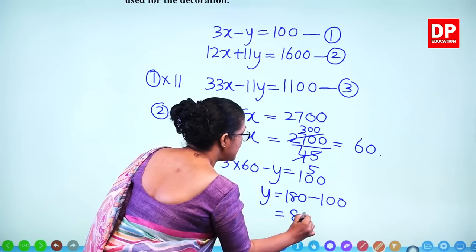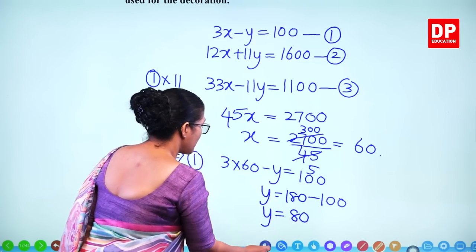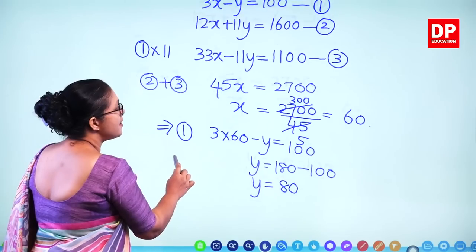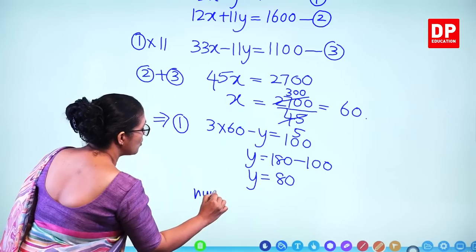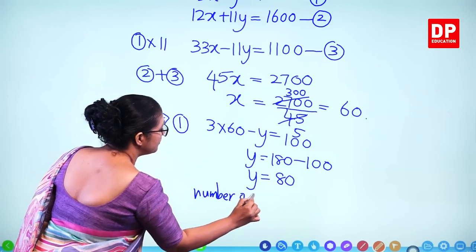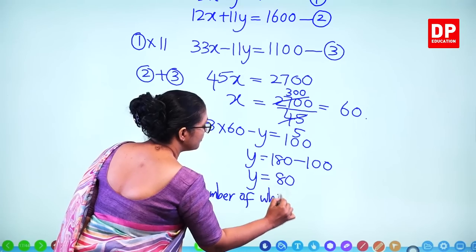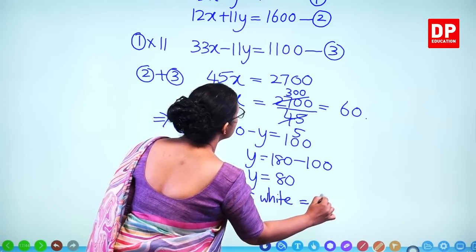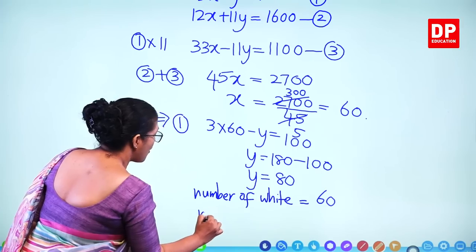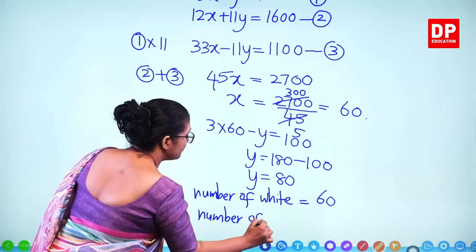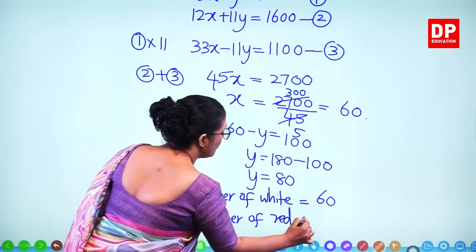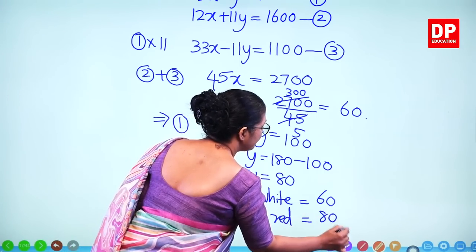So that's 80. So you can write number of white lotus flowers, 60. Number of red lotus flowers, 80.